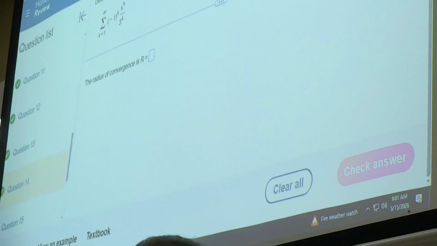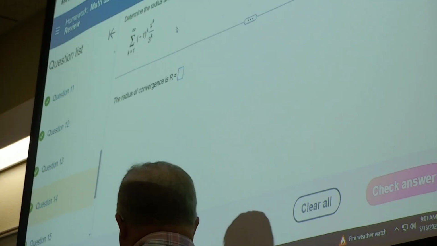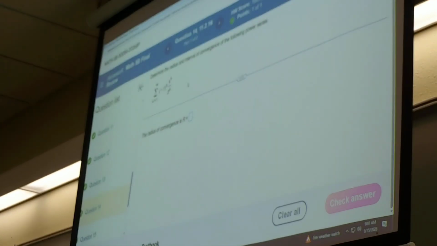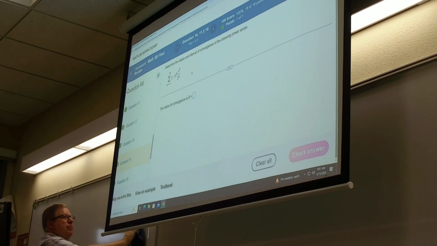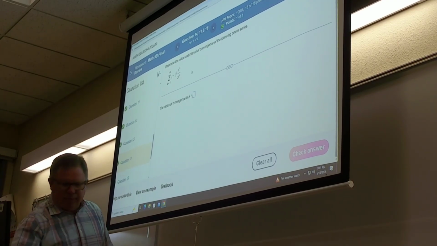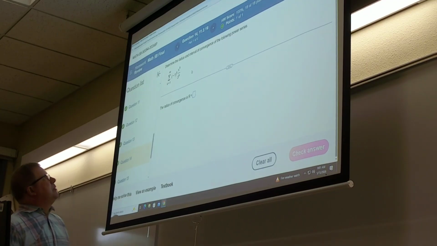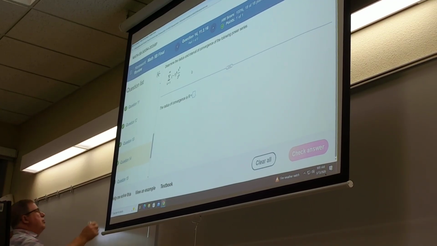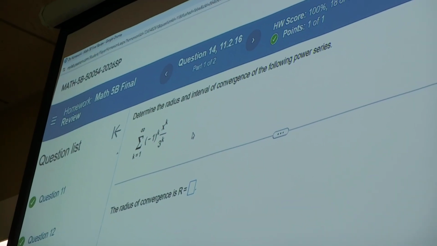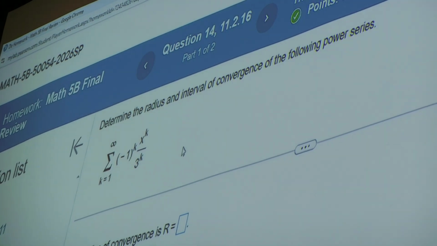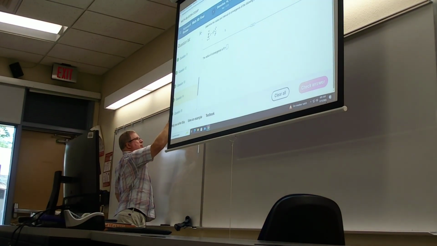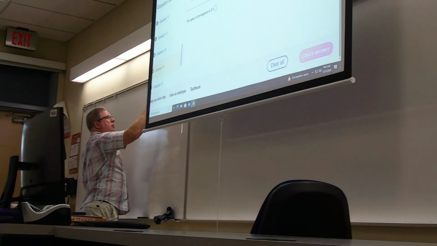Find the interval of convergence of the following power series. This is from chapter 11. So we have the sum from 1 to infinity of (-1)^k times x^k over 3^k.